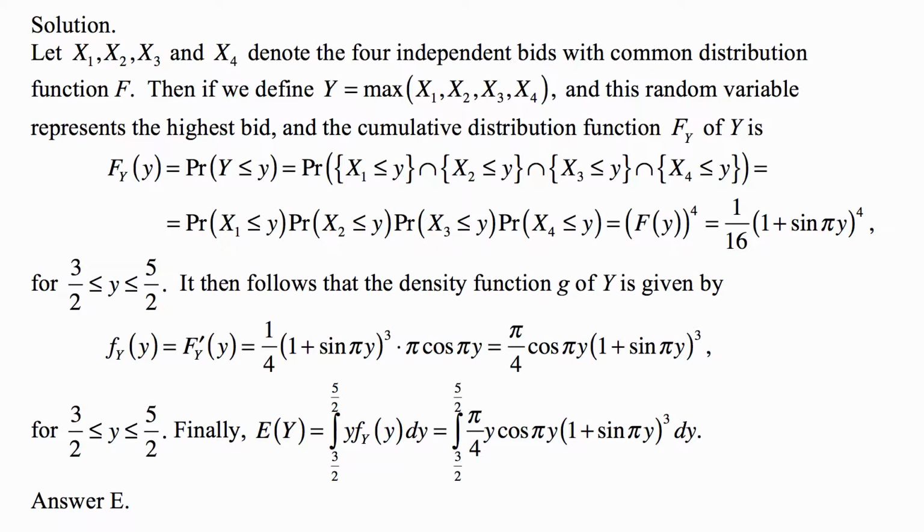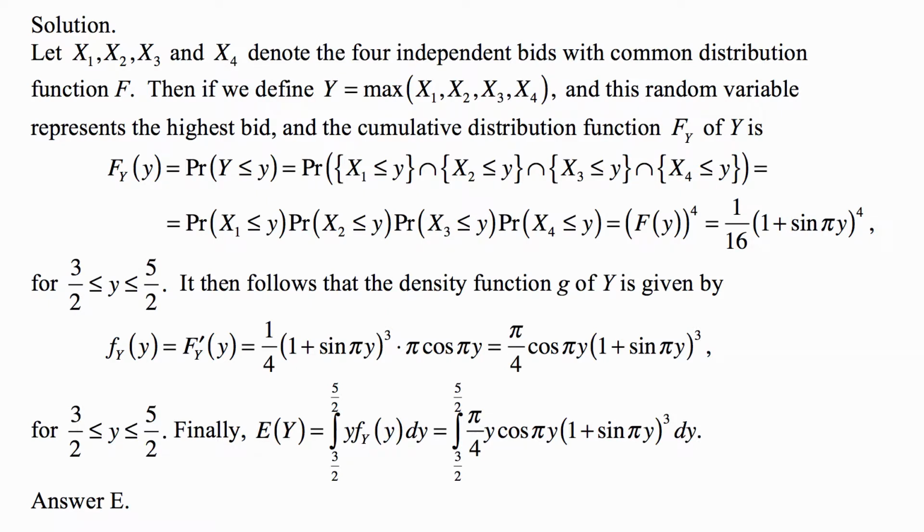Because X1, X2, X3, and X4 are independent, the probability of the intersection is the product of probabilities, and each of those probabilities, X1 less than or equal to y, X2 less than or equal to y, and so on, is the value of the cumulative distribution function, and that's of course F(y). So this becomes F(y) to the 4th, which then equals 1/16 of (1 plus sine pi y) to the 4th, for y between 3/2 and 5/2.